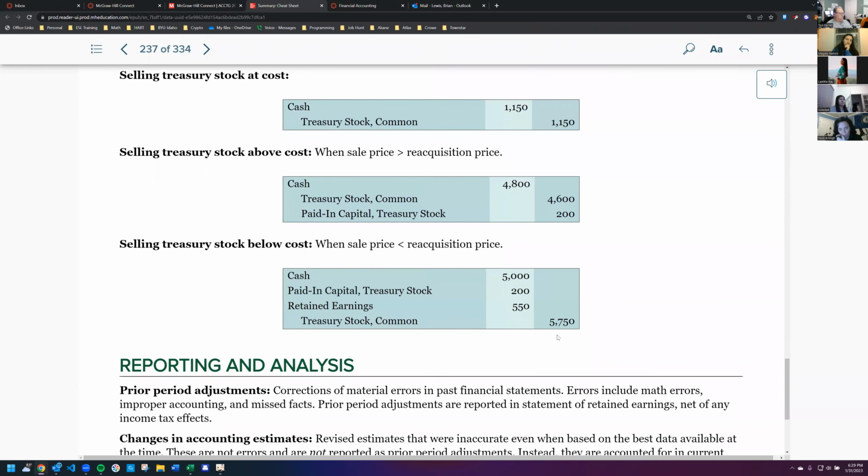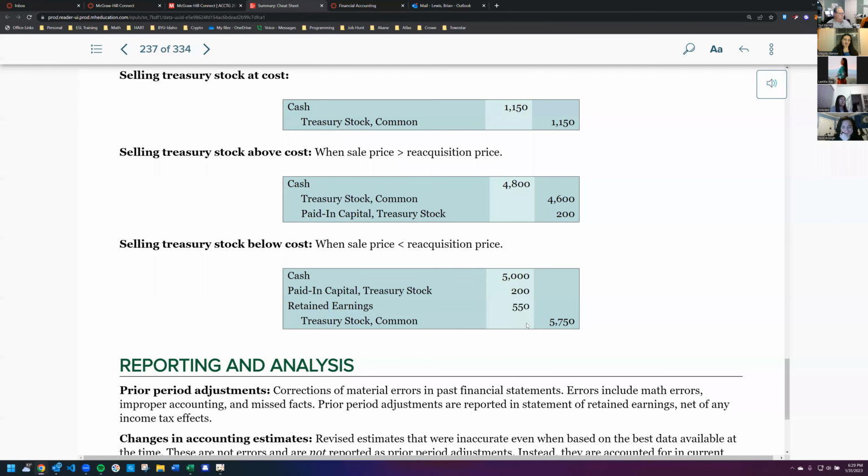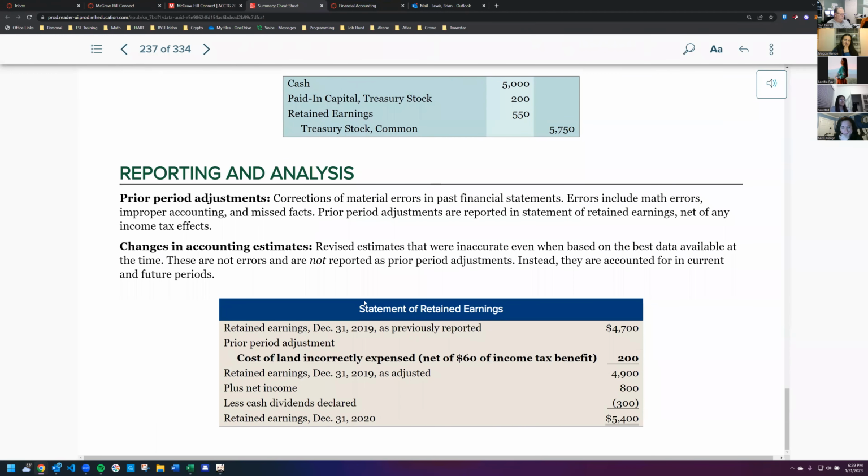Same things happening above and below. So you notice this one is where the treasury stock was purchased below, but it goes to a treasury stock account. Okay. Anything else on 11? You have this in the bag.